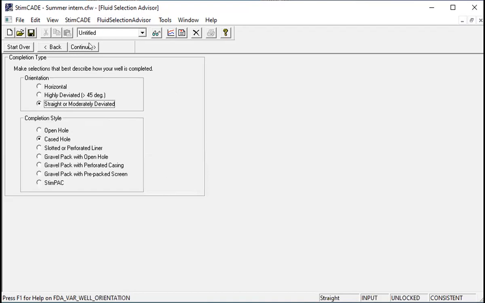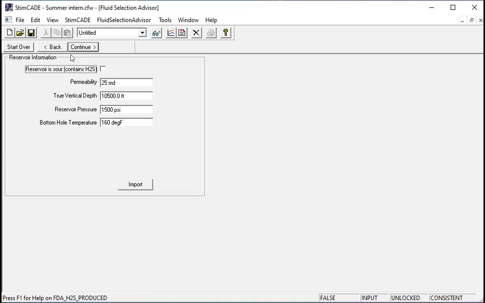We take next. Okay, make selections that best describe how your well is completed. We have orientation: horizontal, highly deviated, straight or moderately deviated. So we'll take that. Then what type of completion? Is it open hole? Is it a cased hole? So we'll take our cased hole. We have some gravel packing and so on. So we are going to take our cased hole.